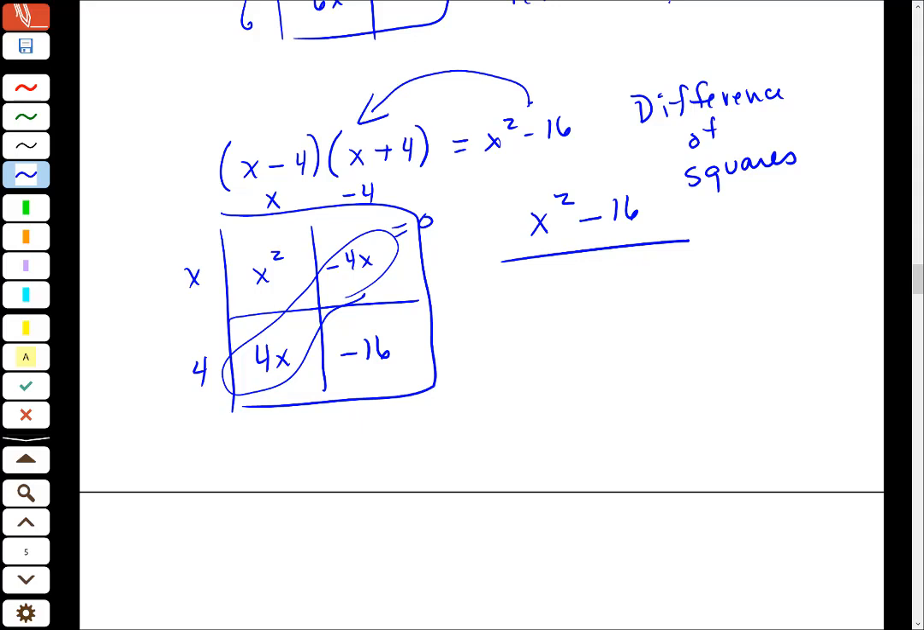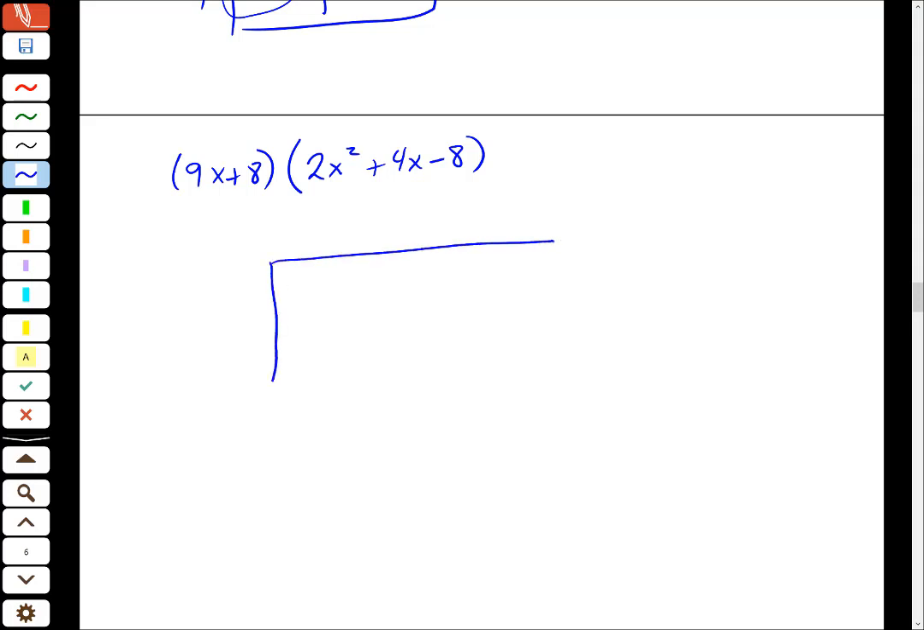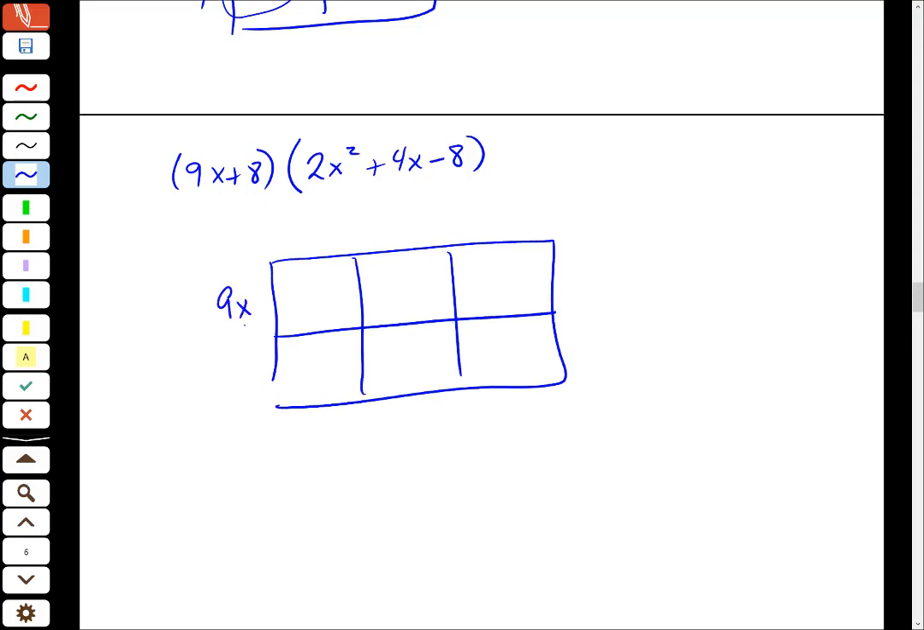Okay. Let me do one more example. I'm going to do this box method for a more complex example: 9x plus 8 times 2x squared plus 4x minus 8. The box you can use with however many terms. That's another reason people like it. So I'll do 3 terms on top and 2 terms along the side. So this is 9x and this is 8. This is 2x squared, 4x, and minus 8.